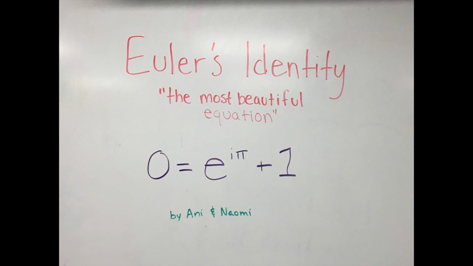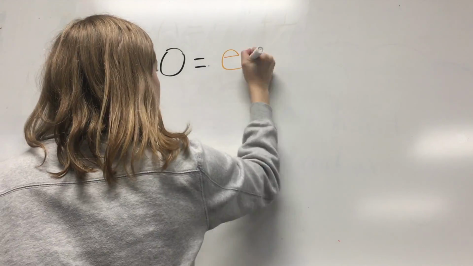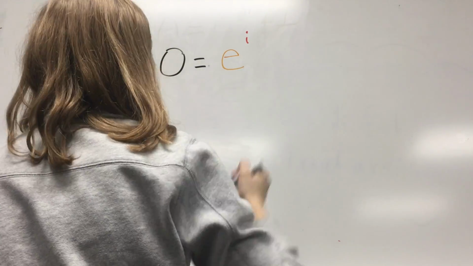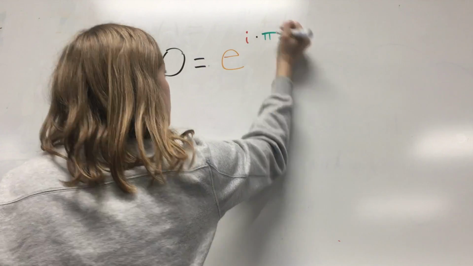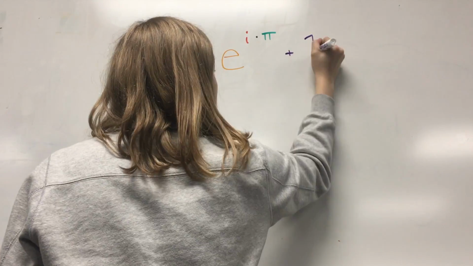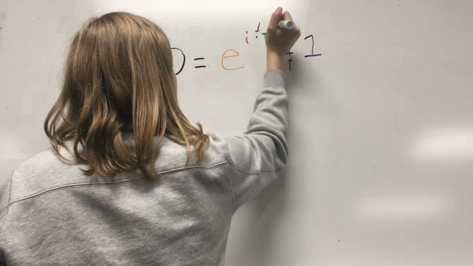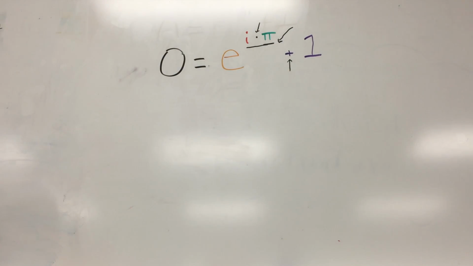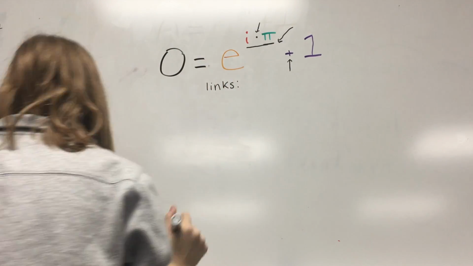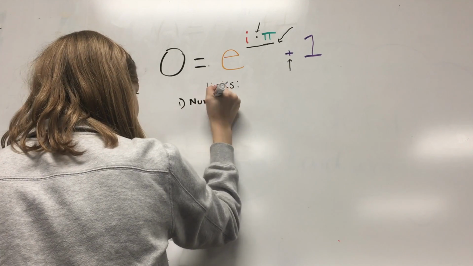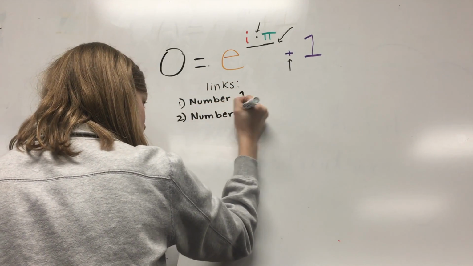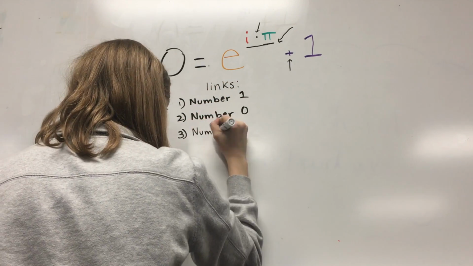Euler's identity, the most beautiful equation. Euler's identity is an equality written and named after the Swiss mathematician Leonhard Euler. It is a special case of the foundational equation in complex arithmetic called Euler's formula and has been described as the greatest equation ever. Euler's identity can be written as 0 equals e to the i pi plus 1.